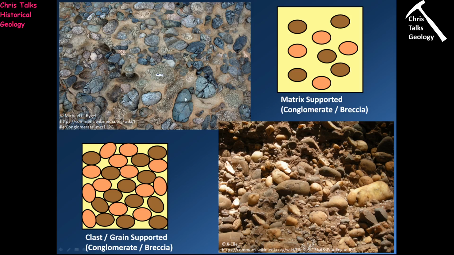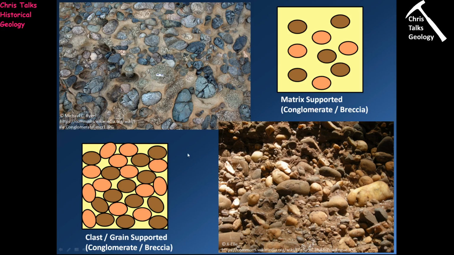Now, on the other end of the scale, we have this rock here. So this is going to be a clast supported conglomerate or breccia, because we can see the clasts are in direct contact with each other. Now, obviously not all the clasts will be touching other clasts, but the vast majority of them will be. So if your conglomerate or breccia is dominated by clasts which are touching each other, it's going to be a clast supported conglomerate or breccia.